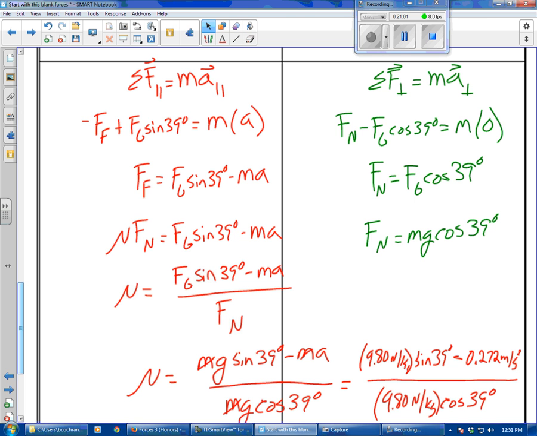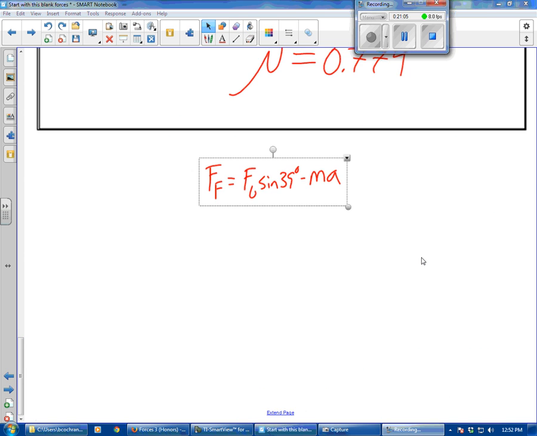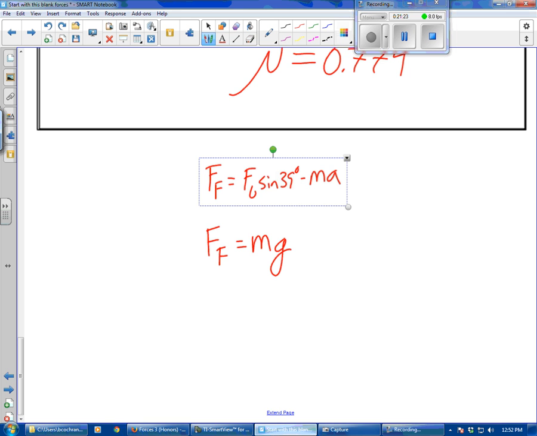Okay? So now you go back. Since you have the coefficient of friction now, you can go back into here. You're looking for frictional force. You know this is mg sine 39 degrees minus ma.